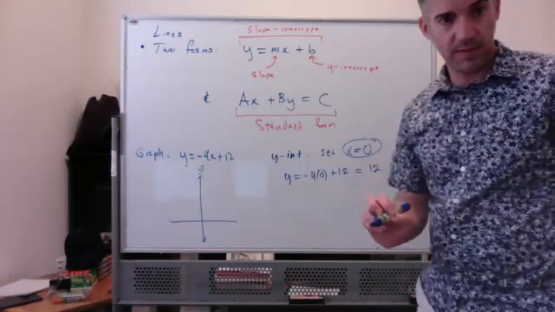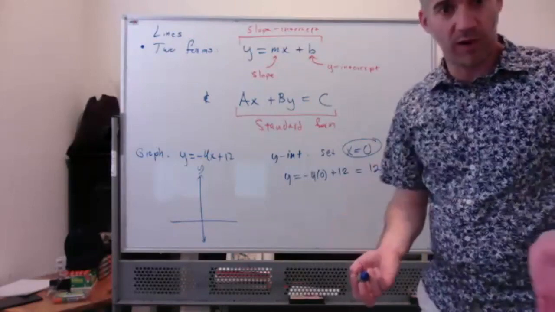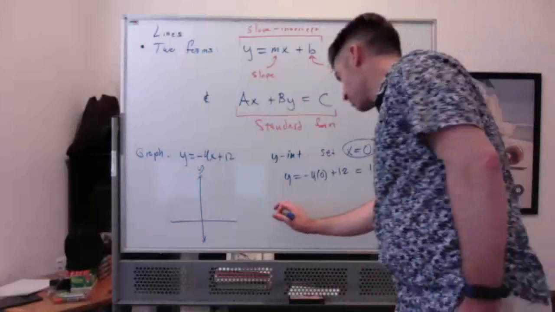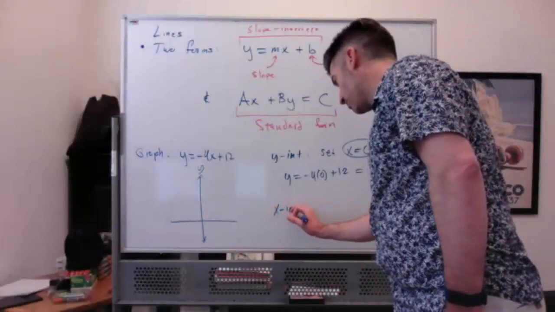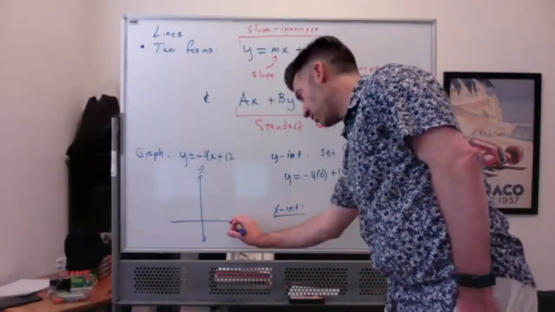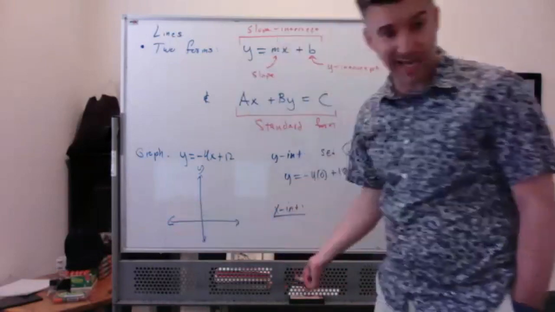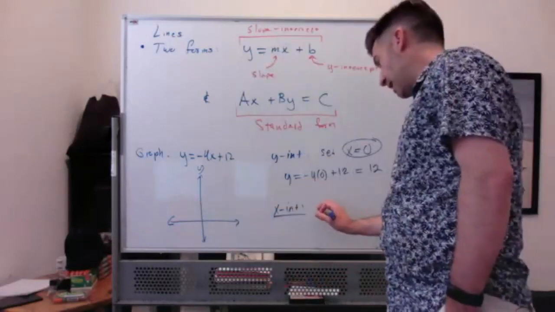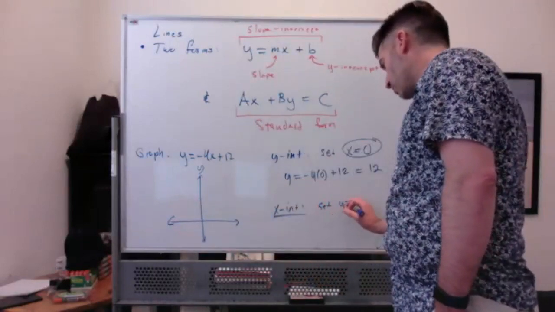There's my y-intercept. And the same sort of process is true to find the x-intercept. Well, now we're saying we want to find the point on the x-axis. So set y equal to 0, right?